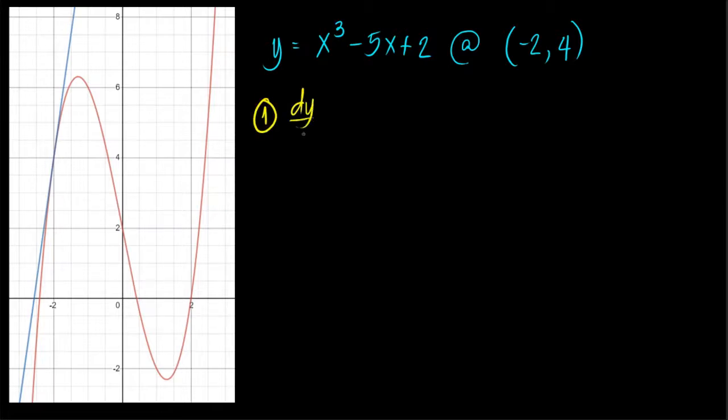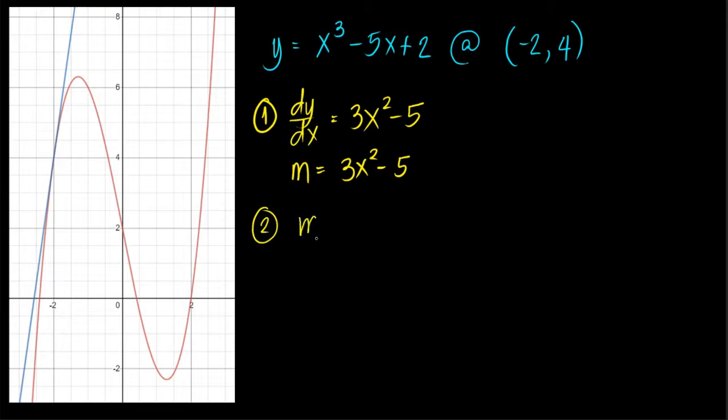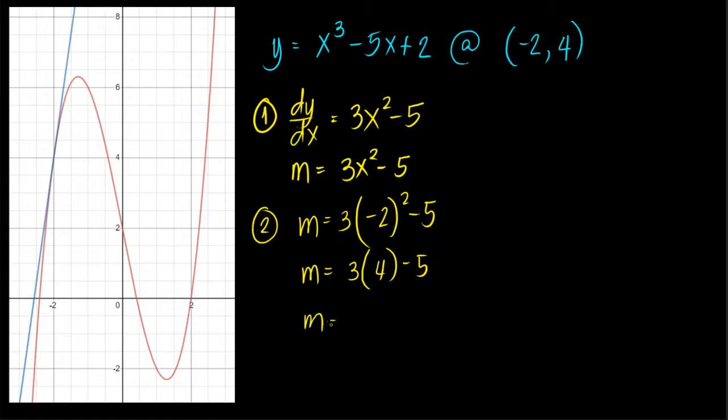So, dy over dx is equal to 3x squared minus 5. This is also the equation of our slope. So, m equals 3x squared minus 5. Step 2, substitute. So, m is equal to 3 times negative 2 squared minus 5. So, m is equal to 3 times 4 minus 5. M is equal to 12 minus 5, or 7.